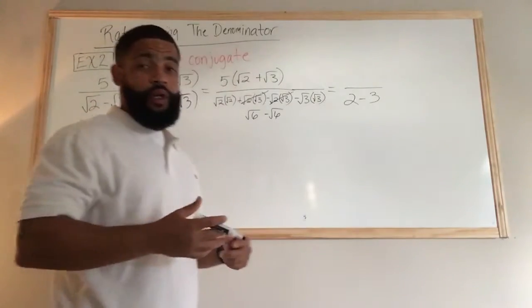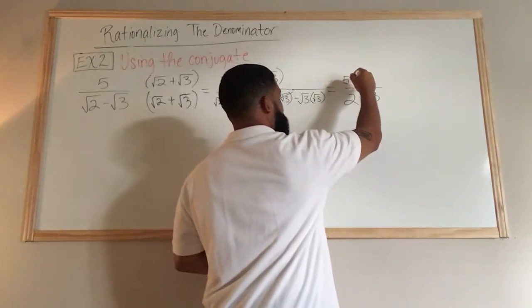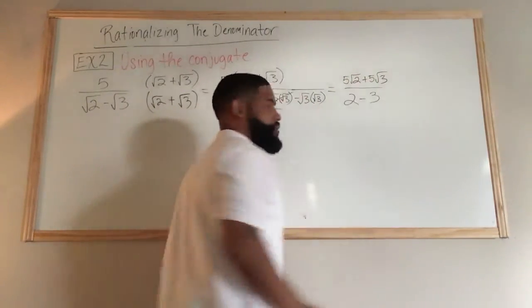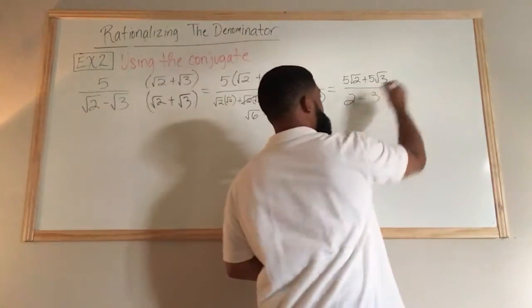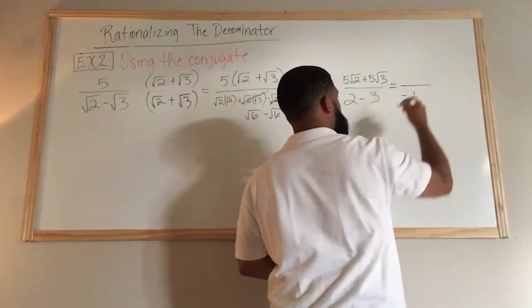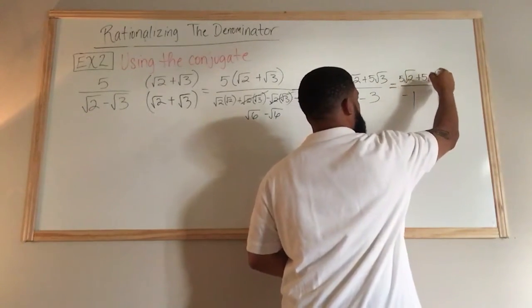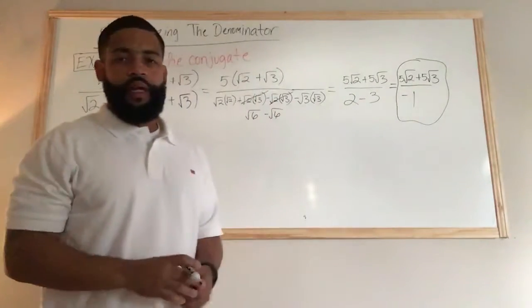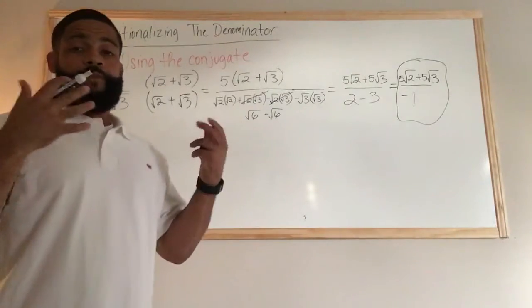So I'm going to go ahead and use the distributive property. So I have 5 times the square root of 2 plus 5 times the square root of 3. We simplify this, last but not least, 2 minus 3 is negative 1. And in the numerator, we have 5 times the square root of 2 plus 5 times the square root of 3. And that is how you rationalize the denominator using conjugates.